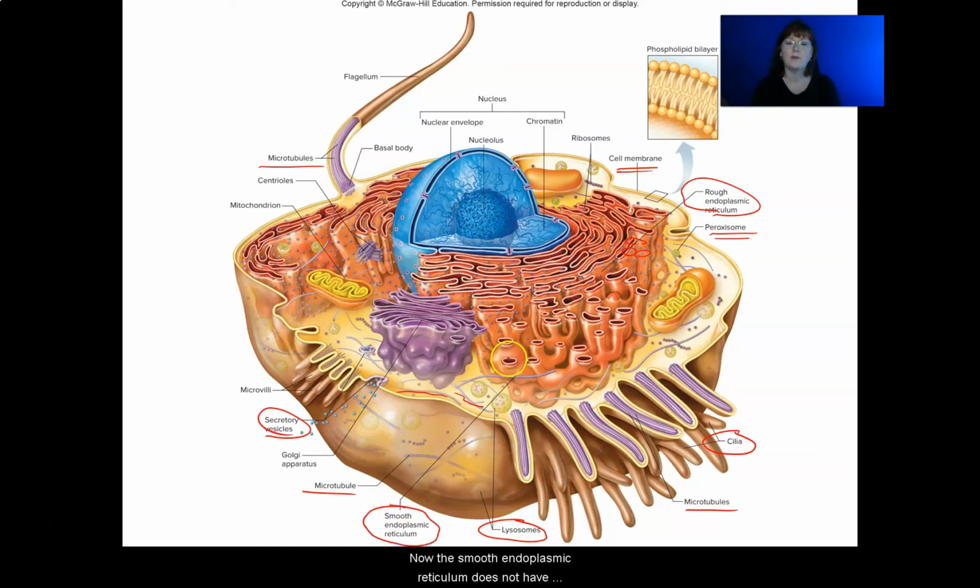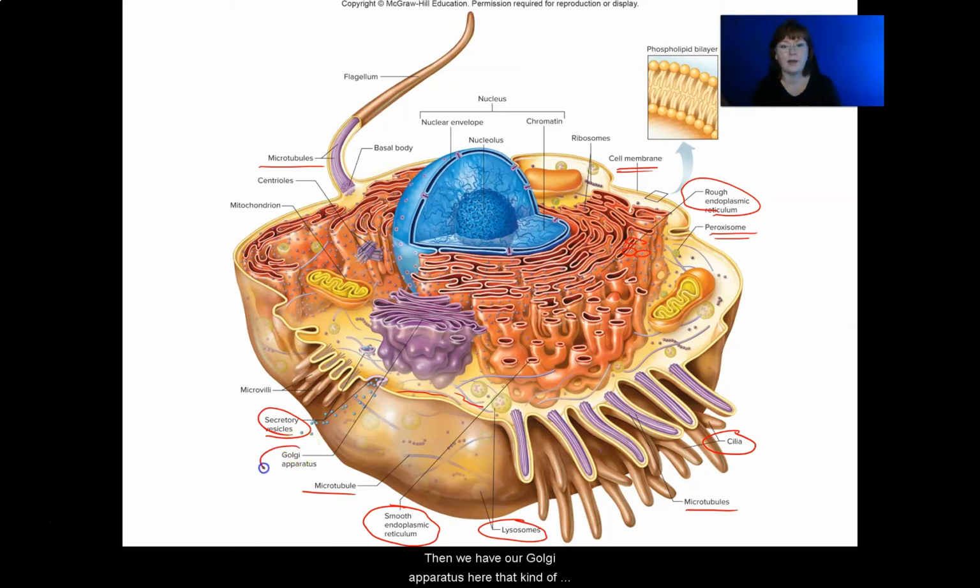Now the smooth endoplasmic reticulum does not have those little bumpy ribosomes on it. So instead of making proteins, now we have a factory that's going to make your lipids and your carbohydrates. So if you have a cell, for example, that needs to produce lots of lipids, like cells in the ovaries that produce lots of steroid hormones, because remember, steroids are a type of lipid, then I might have to have lots of smooth ER so that I can make lots of those steroid hormones.